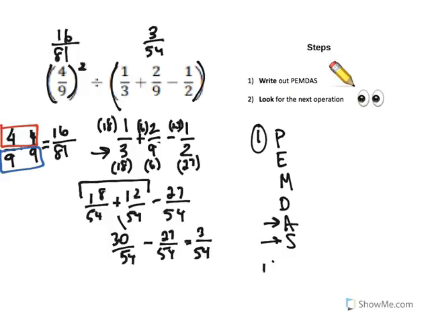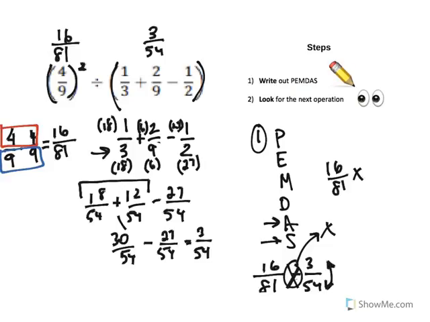So now I divide 16 over 81 divided by 3 over 54. Remember, when I divide fractions, I change this to a multiplication sign. So now I get 16 over 81, times, and then I flip the numerator and the denominator here, times 54 over 3.